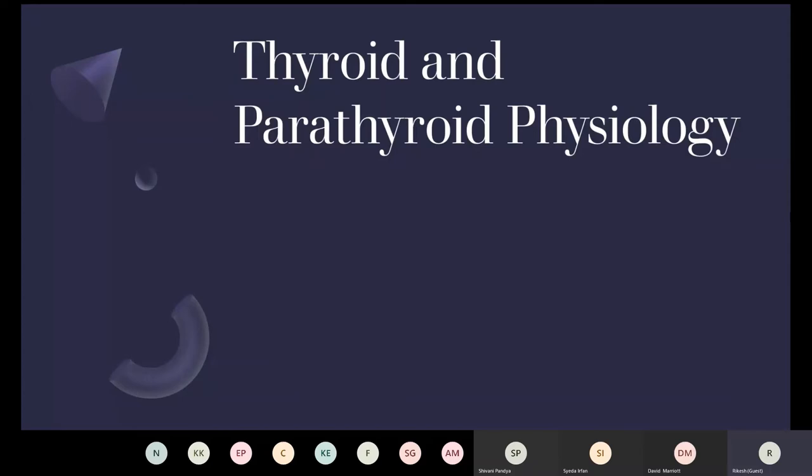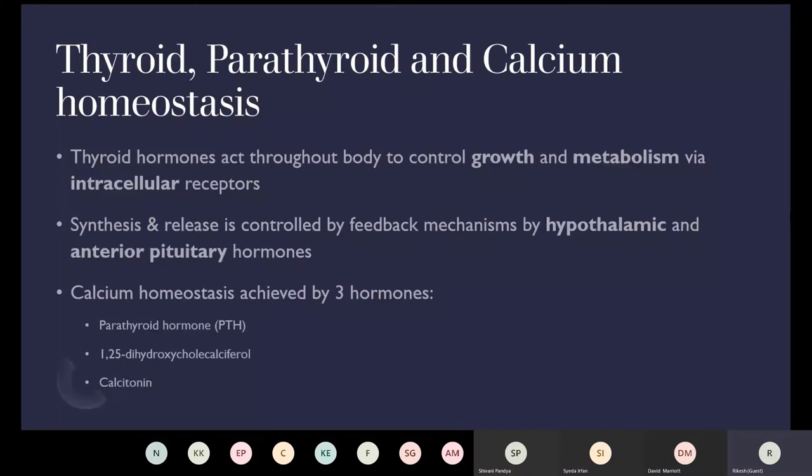Then I'm just going to talk about thyroid and parathyroid physiology. Thyroid hormones act throughout the body to control growth and metabolism, and that's via intracellular receptors. These are controlled by feedback mechanisms: the synthesis and release are controlled by the hypothalamus and the anterior pituitary hormones. Closely related to this is calcium homeostasis. That's achieved by the parathyroid hormone, vitamin D hormone, and calcitonin, which we'll talk about as well.